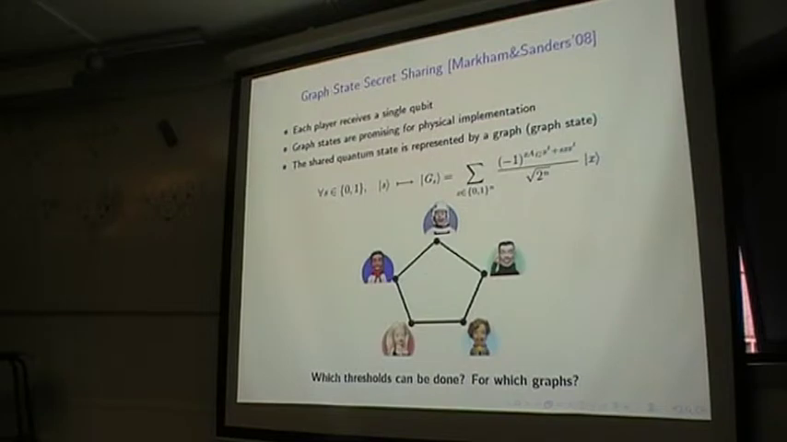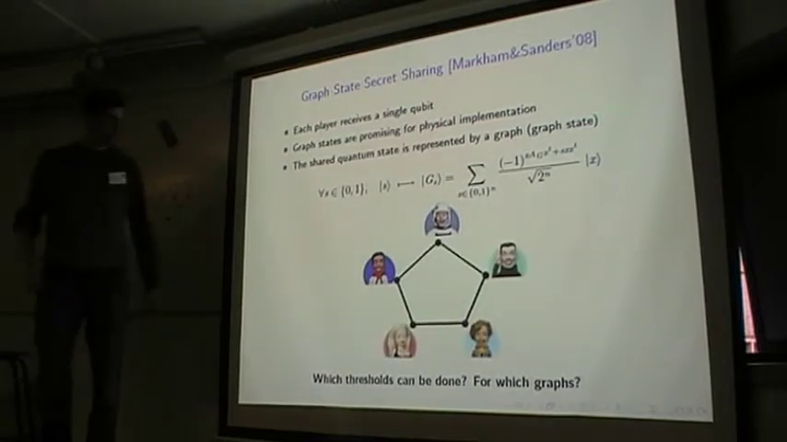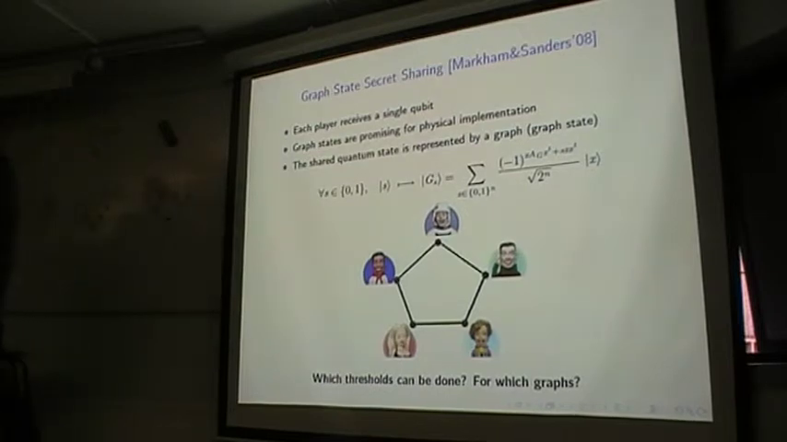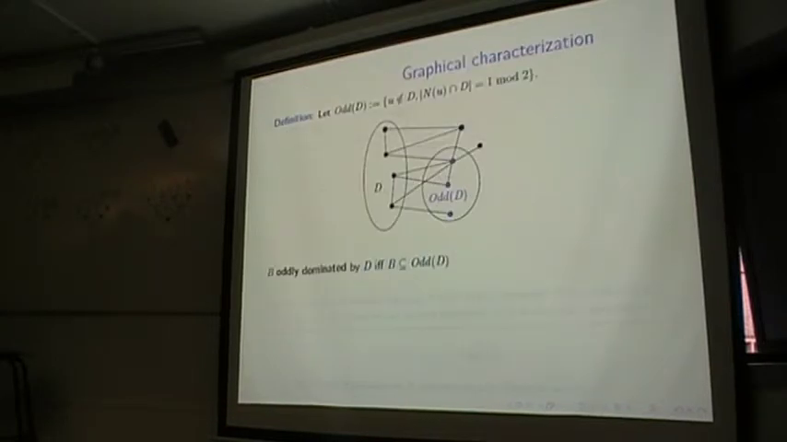Now the question is, what kind of threshold can we achieve with this kind of protocol, and what are the interesting graphs? To answer this question, we need some graphical characterization of the accessibility properties of the protocol. And the key notion here is the odd neighborhood.